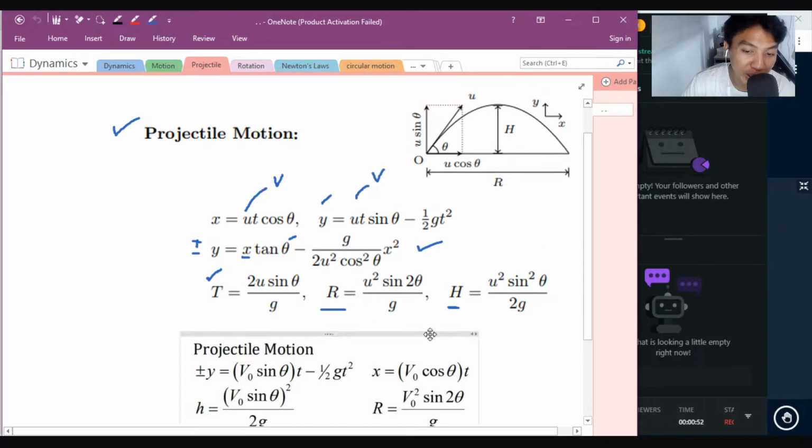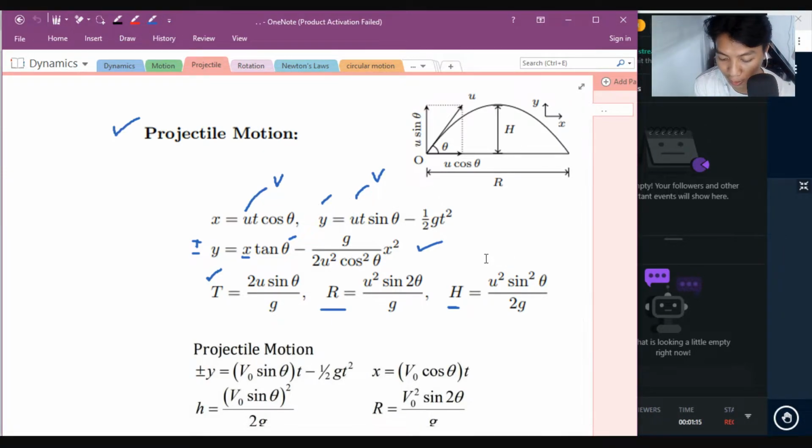So ito yung kanyang formula. Range is capital R, and that is equal to the velocity of launch squared multiplied by sine of the double angle, divided by the gravity. And that is direct substitution lang ang solving niyan.